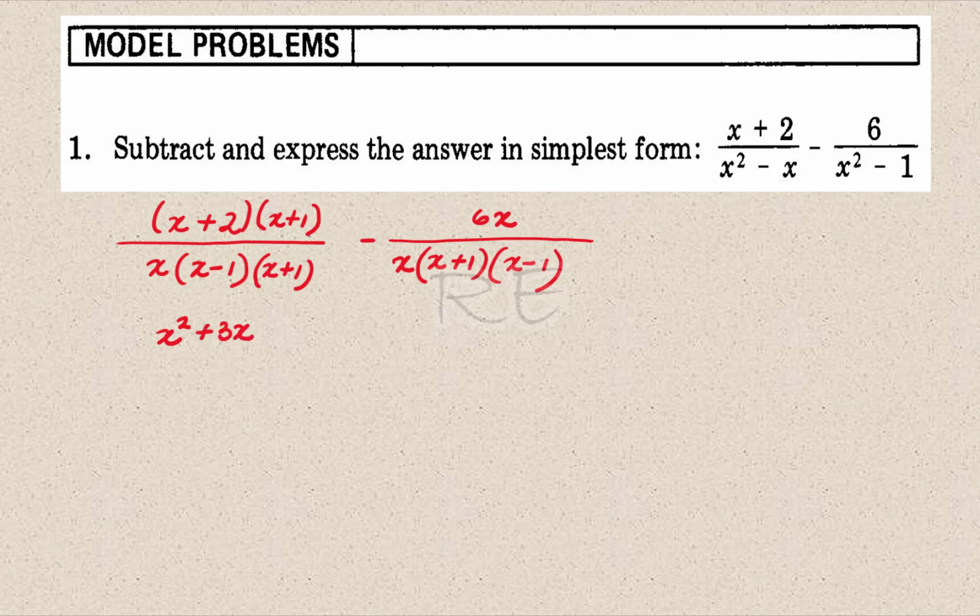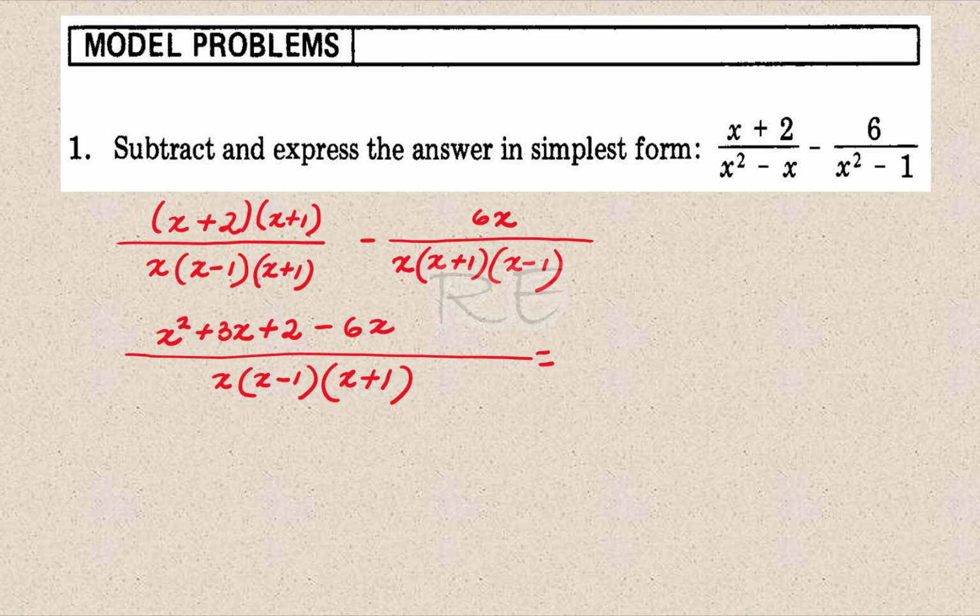We're going to find the product of x plus 2 times x plus 1, which is x squared plus 3x plus 2, minus 6x, divided by our lowest common denominator, which is x times x minus 1 times x plus 1. We're going to combine the like terms in the numerator. x squared, 3x minus 6x, negative 3x, plus 2, divided by the lowest common denominator. We could have stopped here if the numerator wasn't factorable.